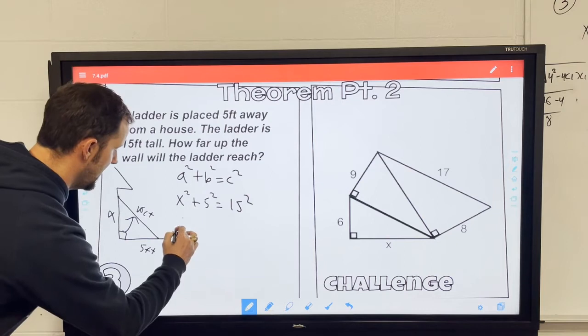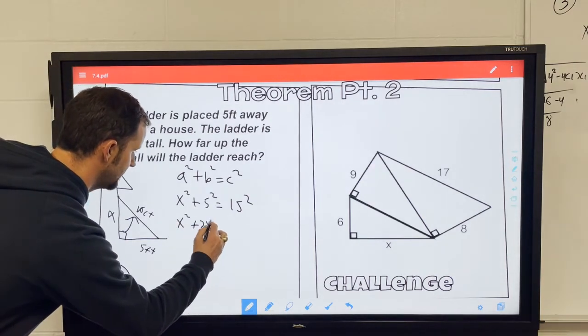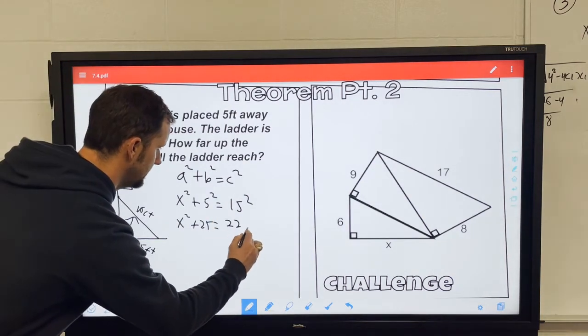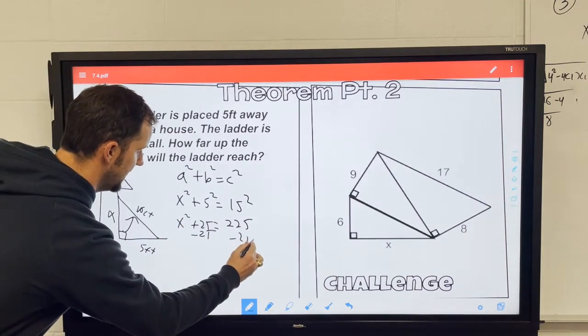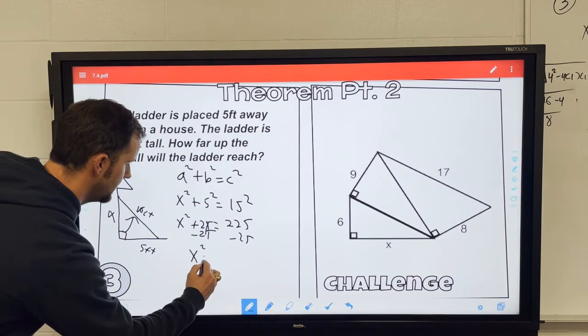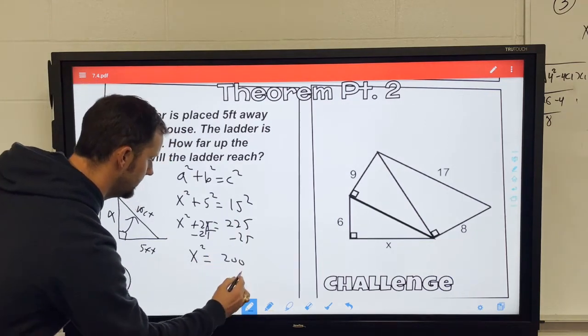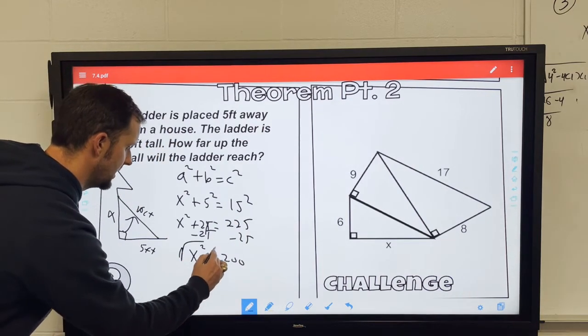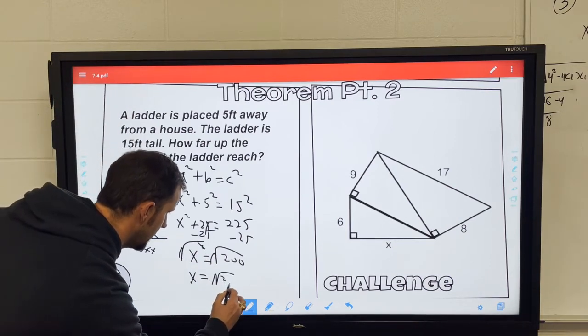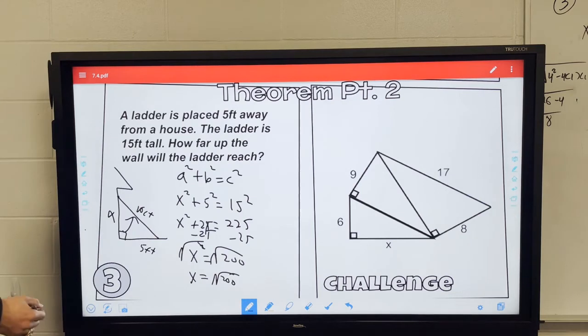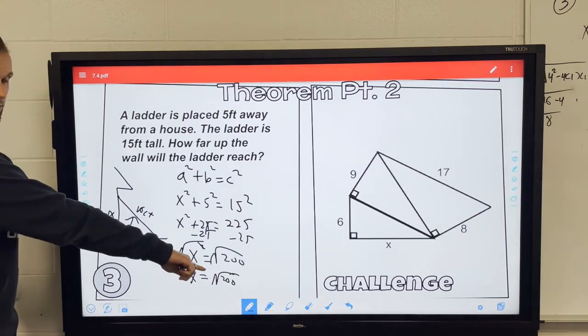So 5 times 5 is going to end up giving me 25. 15 times 15 is going to give me 225. I'm going to subtract 25 on both sides to get x squared by itself. So x squared is going to be equal to 200. And then I'm going to take the square root of both sides. So right now, x is going to be equal to the square root of 200. And right now, that answer is not going to be a perfect square.